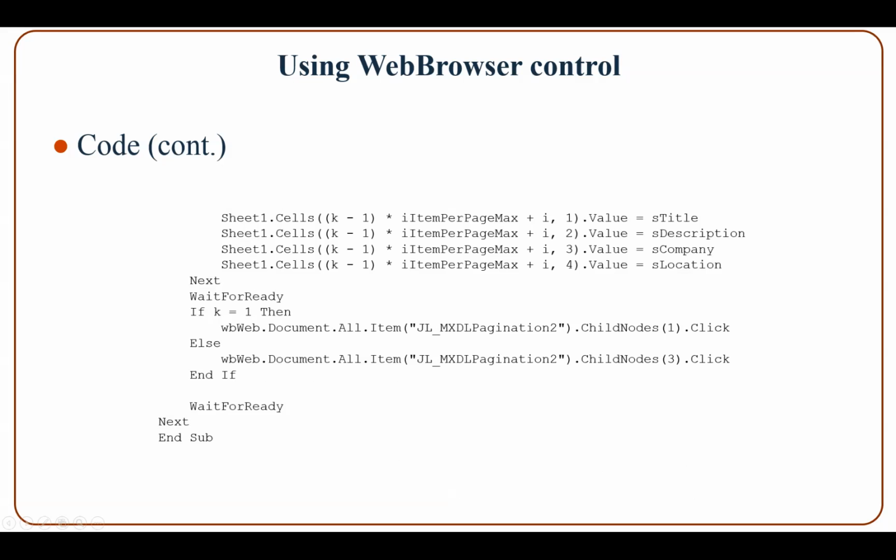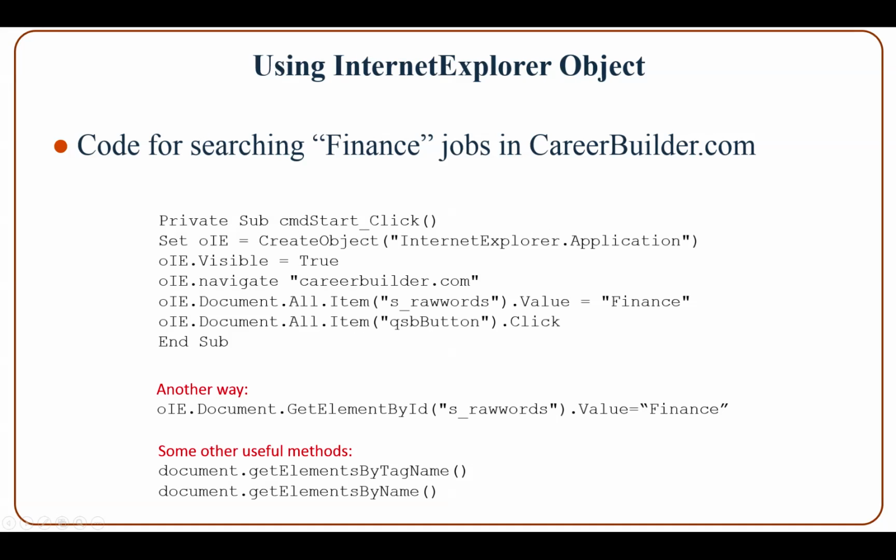If the code gets to the last job on the page, you may want the code to click the next link for you, so that you get the jobs from the next page. Instead of using the web browser control, another way is to automate the Internet Explorer web browser. So first you need to create an object of Internet Explorer browser, and it is an application object, and the rest of the code is similar.